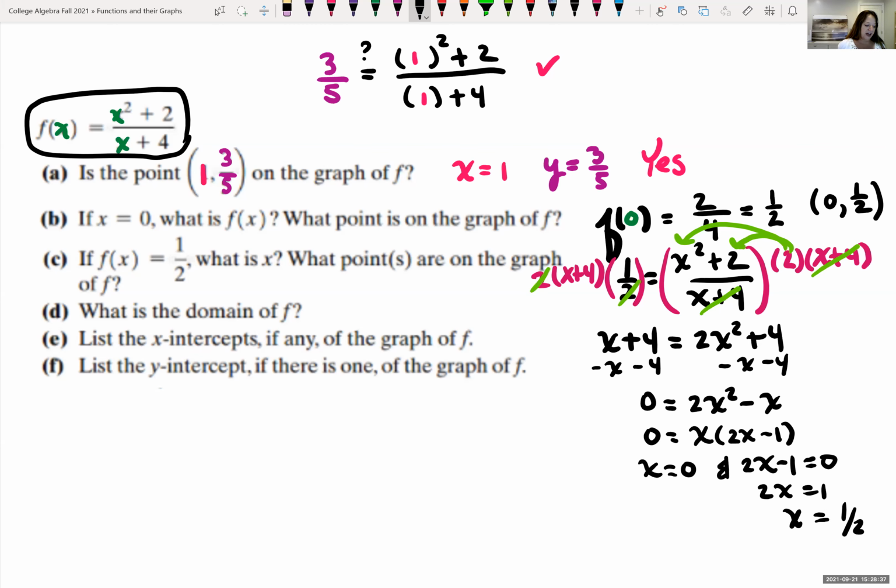So there are two values of x that would give us back a y value of 1/2. It wants to know what the points are. So the point is (0, 1/2), when x is 0, y is 1/2. And when x is 1/2, y is also 1/2.